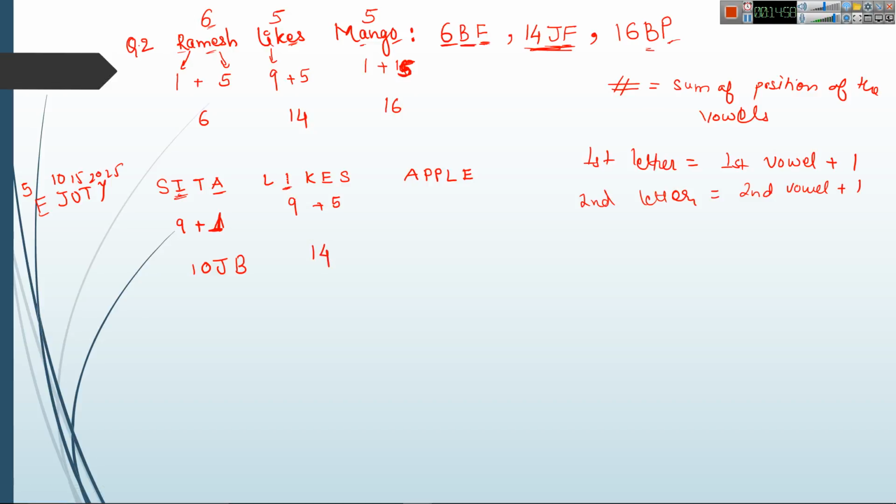The first vowel is I, so we do I plus 1, which is J, and the second vowel is E, so we do E plus 1, we get F. It is the same as the given code above.